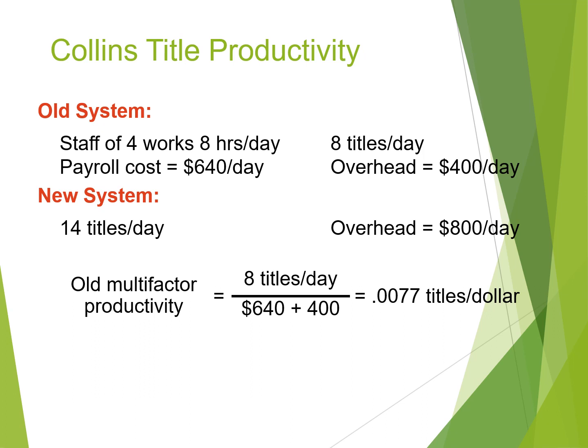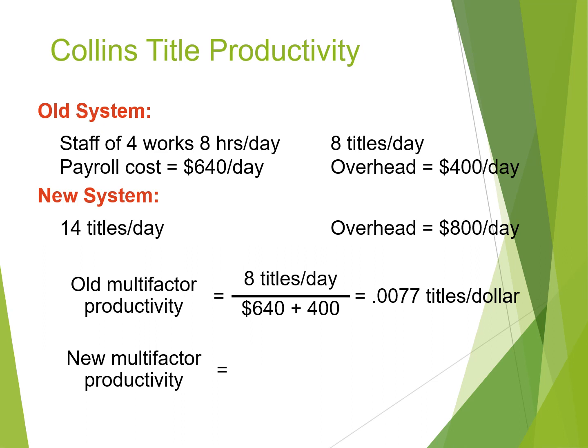And here we have another computation of multi-factor productivity, but with the new system, wherein we have 14 titles per day divided by the payroll cost of 640 plus 800 in overhead expense, that's equal to 1440, which computes to 0.0097 title per dollar.